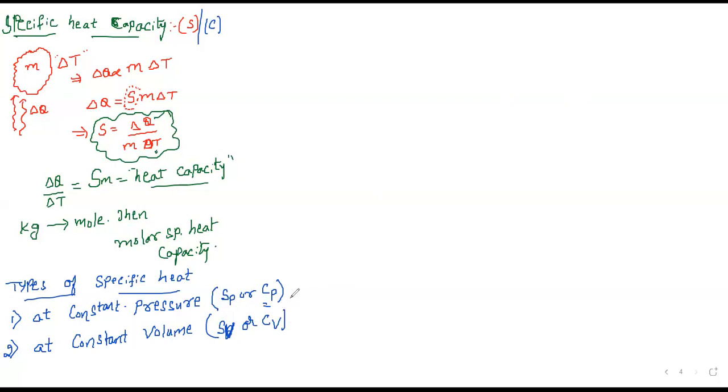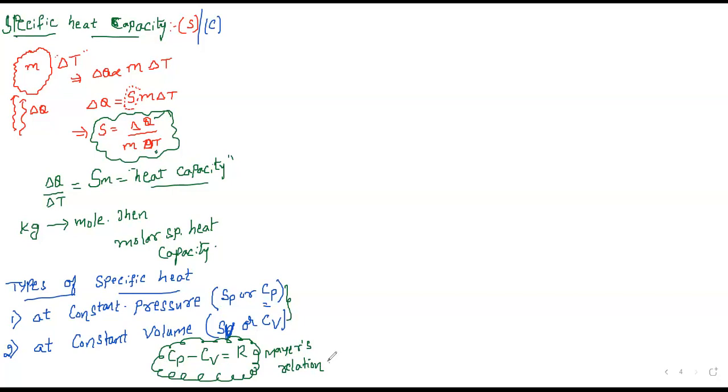Also please remember, student, there is a relation between Cp and Cv: Cp minus Cv is equal to R. This is called Mayer's equation. You can learn this derivation in another chapter. This is called Mayer's equation or Mayer's relation, that is Cp minus Cv is equal to R. Maybe you're going to learn this in the thermodynamics chapter. So this is the concept related to specific heat capacity.